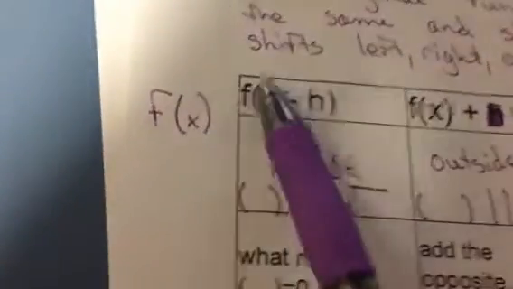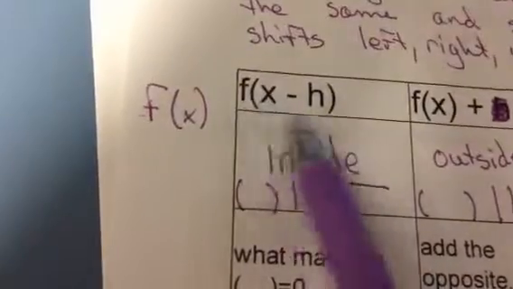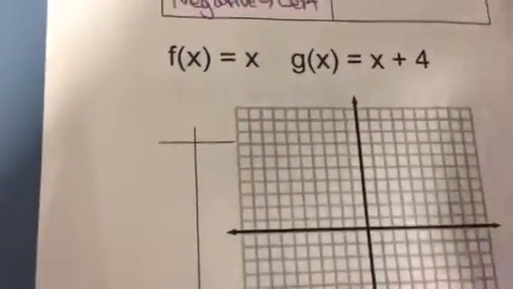Okay, and the number will be with x. It will be contained with x. So that's the other way you can think about it. Since it's contained with x, it'll move left or right on the x-axis.